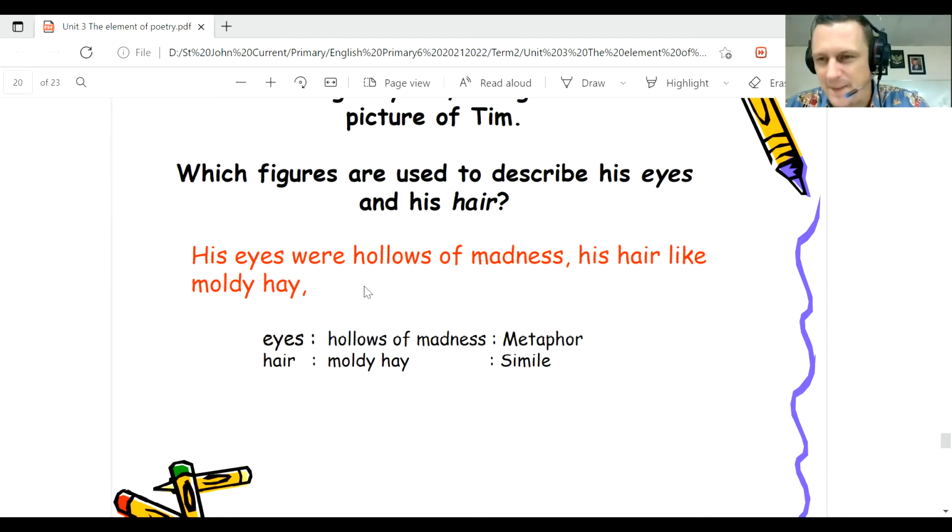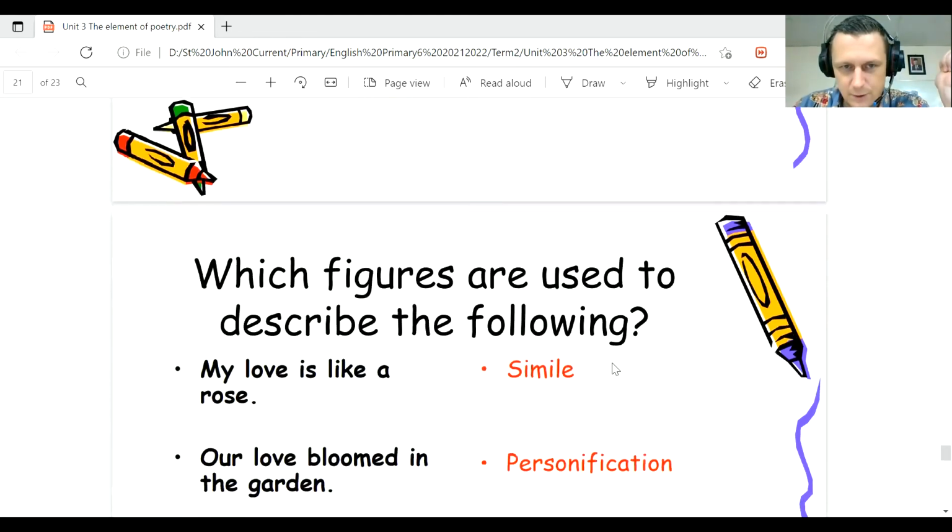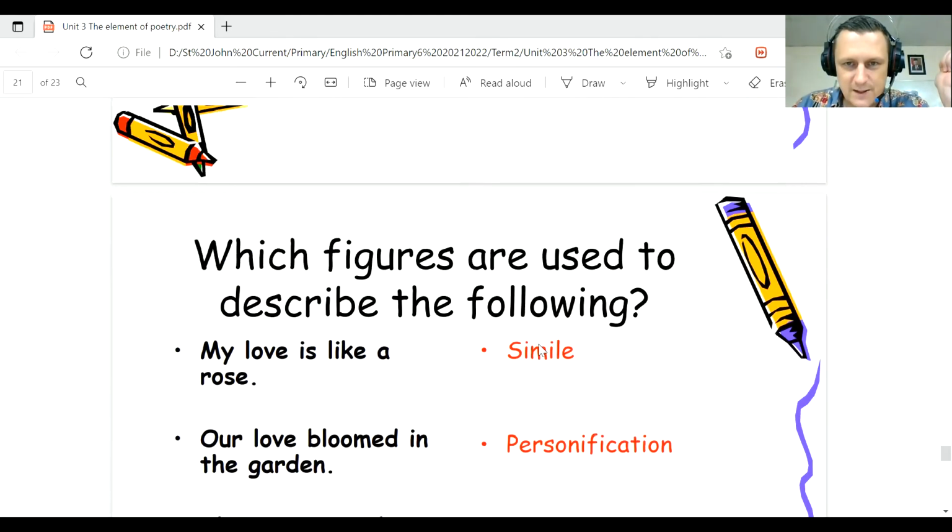The eyes are not mad. There's no madness in eyes. Eyes are just eyes. They're biological objects. They're organs, right? That's why it's a metaphor. Moldy hay. Like moldy hay. See the word like? That's why it's a simile. Okay, we're almost there.